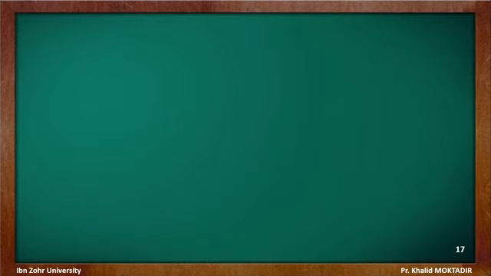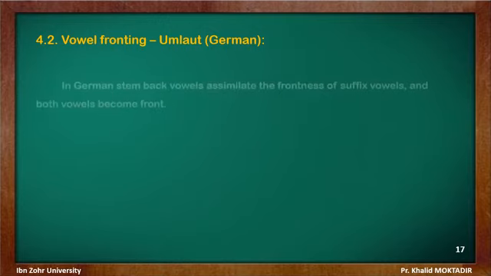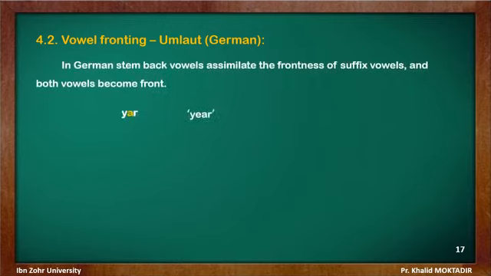And here, in the last slide of this video, is the last example we look at, what's known by the name of umlaut or vowel fronting in German. Look at the examples. In German, the stem back vowel assimilates the frontness of the suffix vowel and both vowels become front. In other words, we have seen in Turkish how the suffix assimilates the features of the stem vowel. In German, we look at the opposite direction, how the stem changes to look like the suffix.